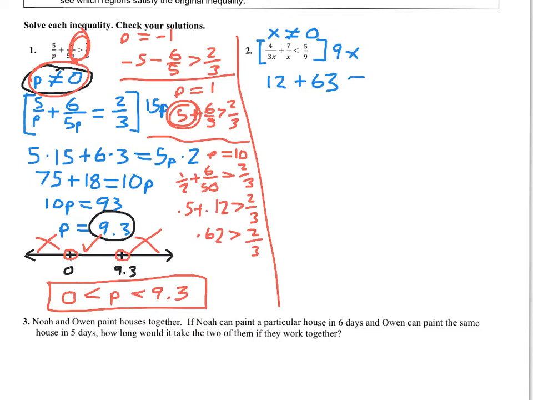And I'm pretending this is an equation. 9x divided by 9 is x. x times 5 is 5x. So we end up with 5x equals 75. So x equals 15. Now we make our number line.